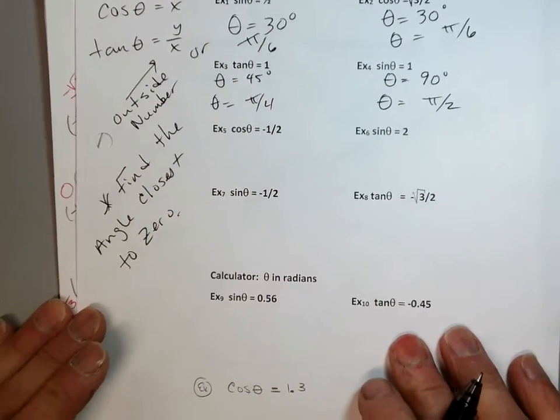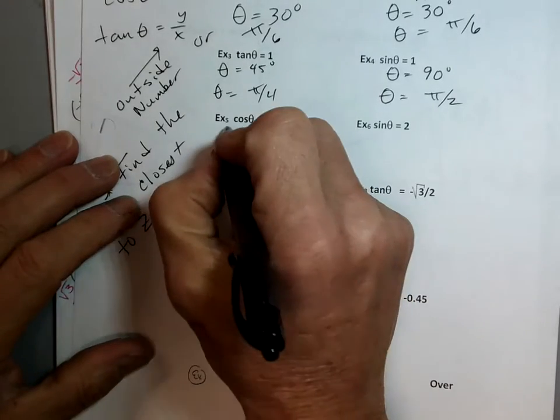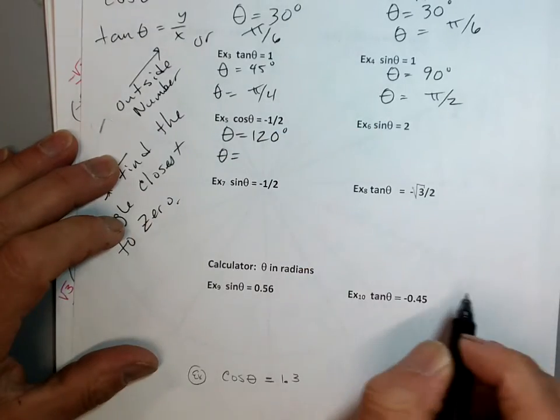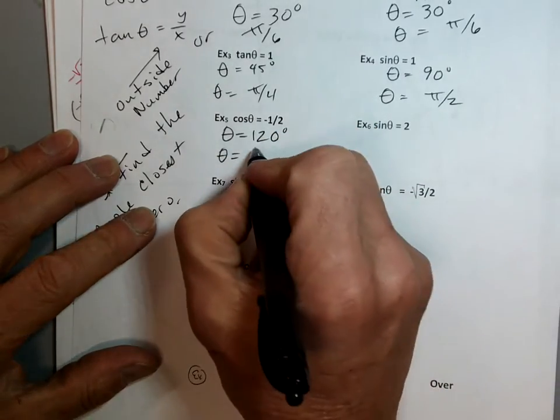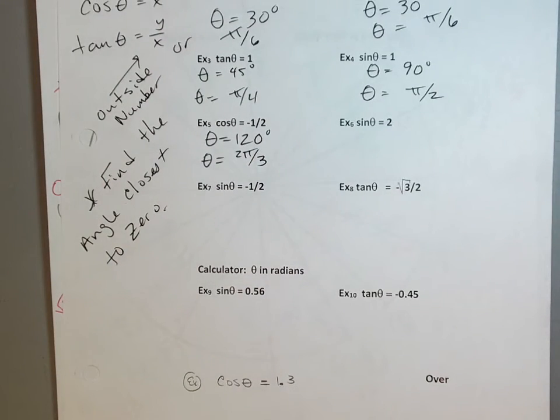Cosine of negative 1/2, okay? So we're looking for an x value of negative 1/2. You guys see it? 240 degrees? 240 is correct. Is there one closer? 120. Okay, which one's closer? 120. Right, so we want the 120. You guys catching on to this, okay? Theta equals 120 degrees. What's the radian equivalent? 2 pi thirds. Okay, good.